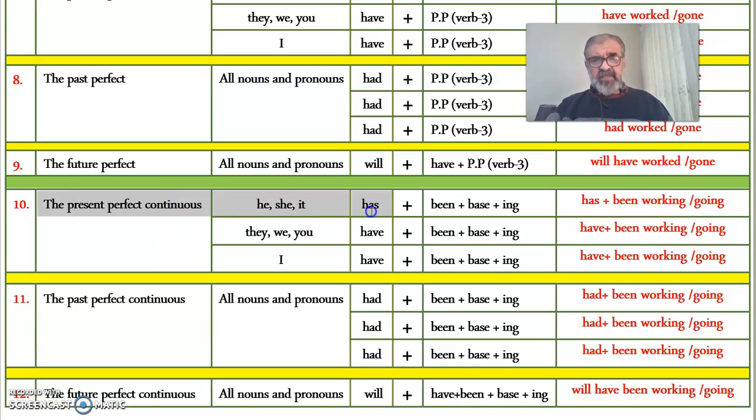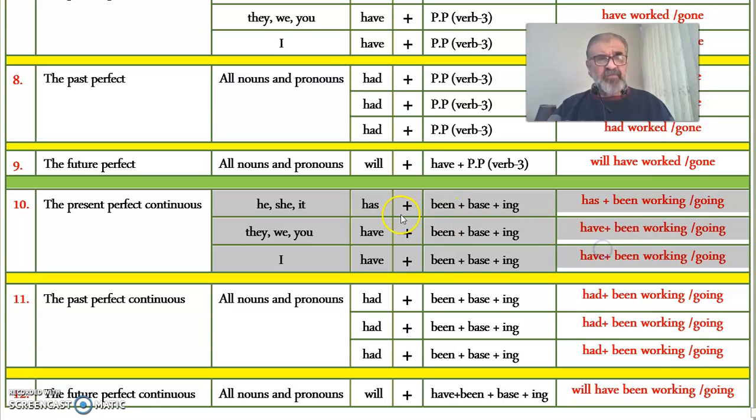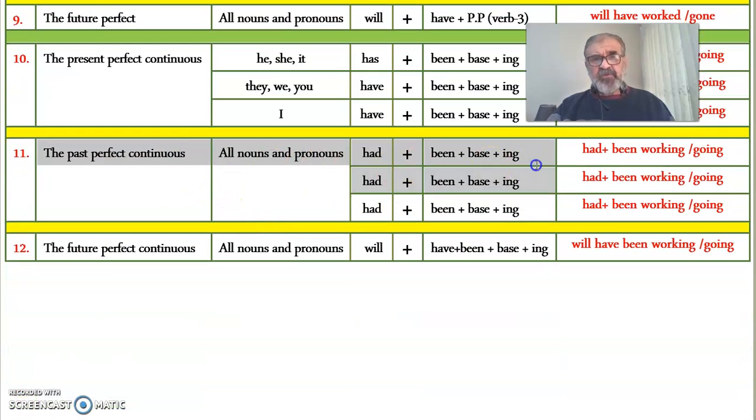Present perfect continuous, again, depending on the pronoun, it's has or have plus been plus base-ing. So he, she, and it has been plus verb-ing: working, going. They, we, and you have been working or going, and I have been working or going. Now the past perfect continuous, again, no difference between any nouns or pronouns. They all take had plus been plus verb-ing: had been working or going.